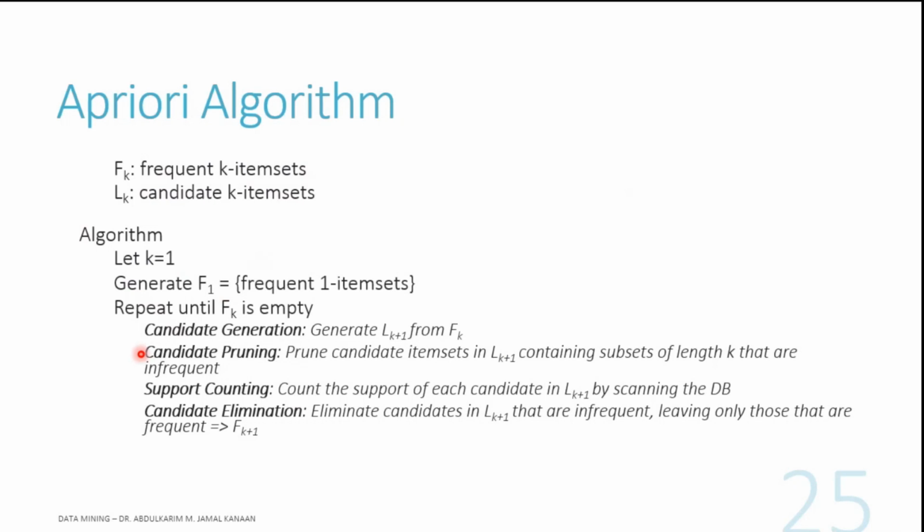Earlier, during L2, we didn't have to because we didn't have any such item set. But only on L3 now we are doing candidate pruning. Earlier, we were just doing candidate generation, support count, candidate elimination. But when we reached L3, we got some item sets which have subsets of infrequent item sets. So we have to exclude.